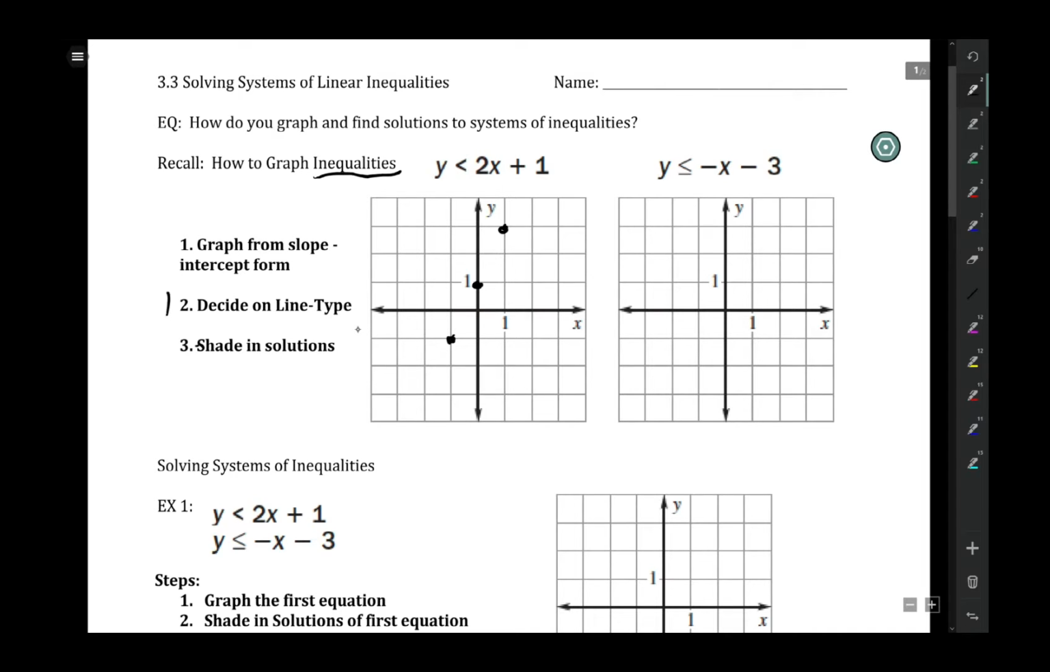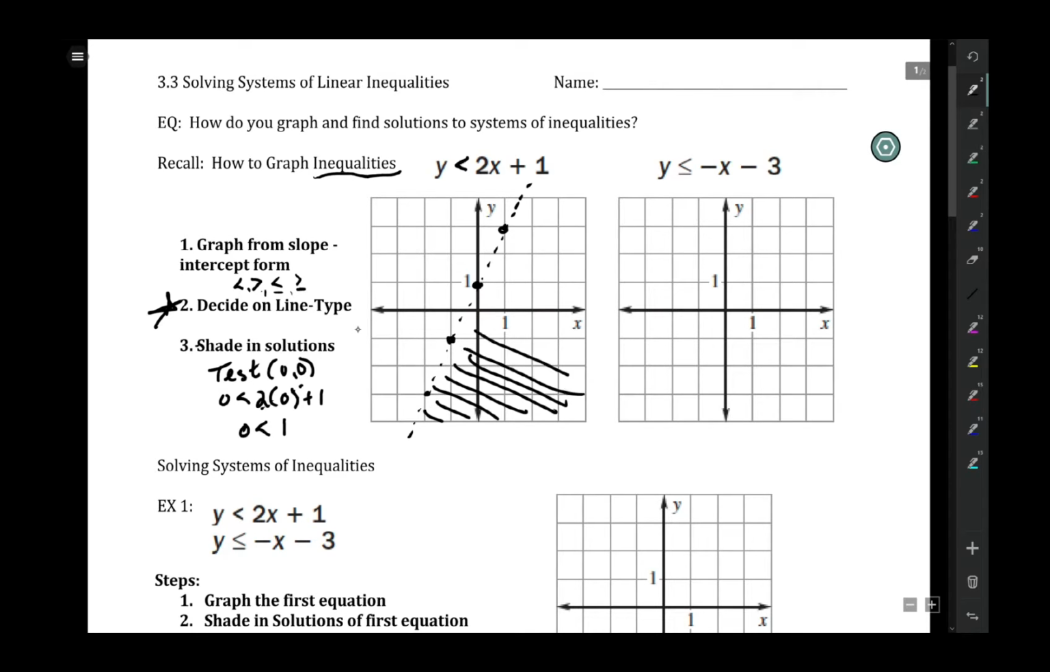Now also, for inequalities, less than, greater than or equal to, you need to decide on the line type. So this is where you need to decide solid or dashed line. Why is that a dashed line again? Because of the less than. Also, shade in solutions by picking a test point. We'll test out 0, 0 in this first case. So is 0 less than 2 times 0 plus 1? Well, 0 is less than 1. So that is where I want to shade.